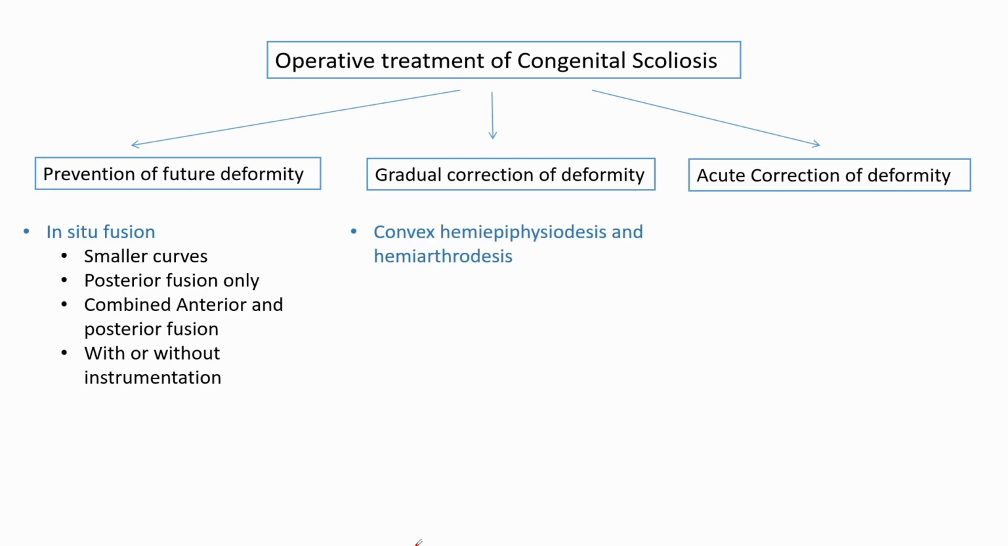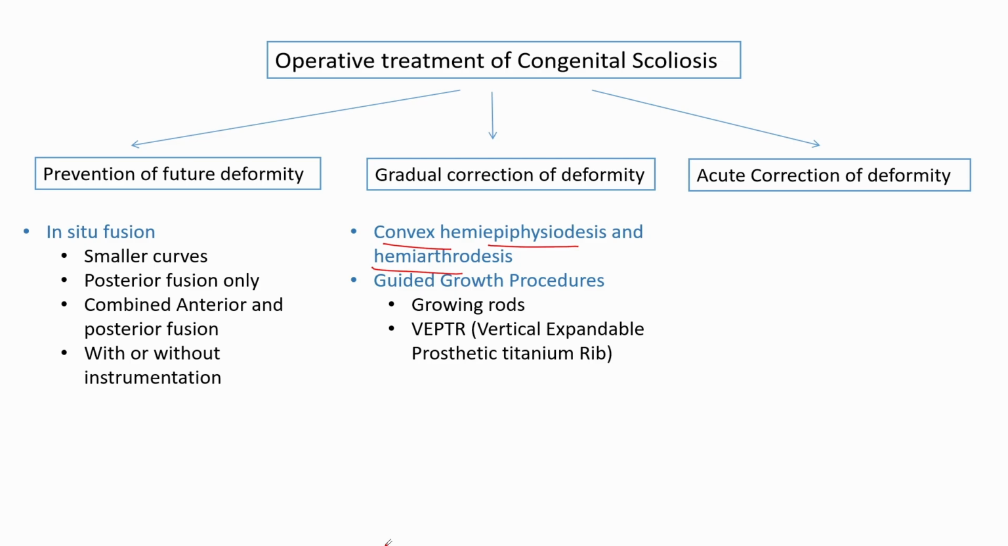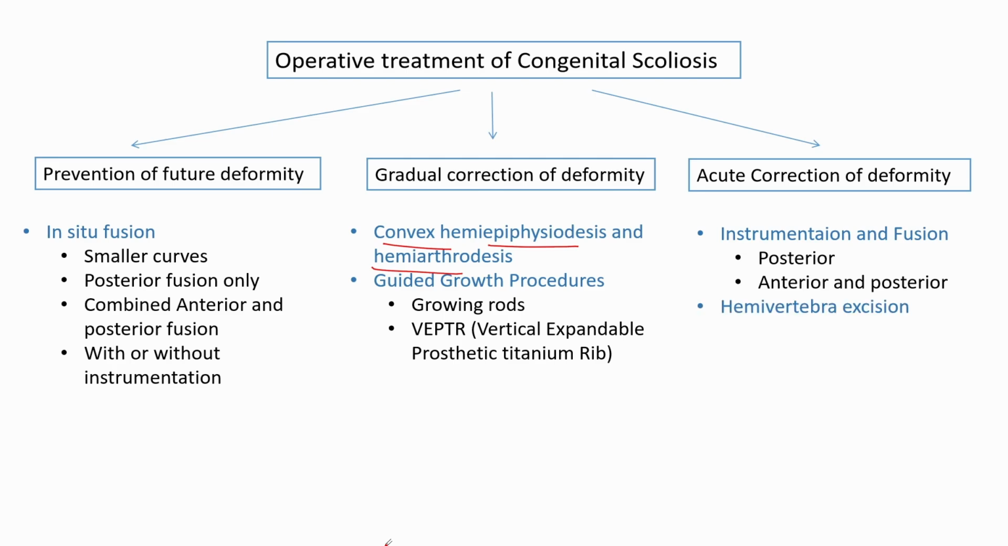In gradual correction of deformity, we have convex hemiepiphysiodesis with a hemiarthrodesis. We also have guided growth procedures. The common among them are growing rods and VEPTR, or the vertical expandable prosthetic titanium rib. In acute correction of deformity, we have instrumentation and fusion, which can be posterior or anterior and posterior, hemivertebra excision, and corrective osteotomy.